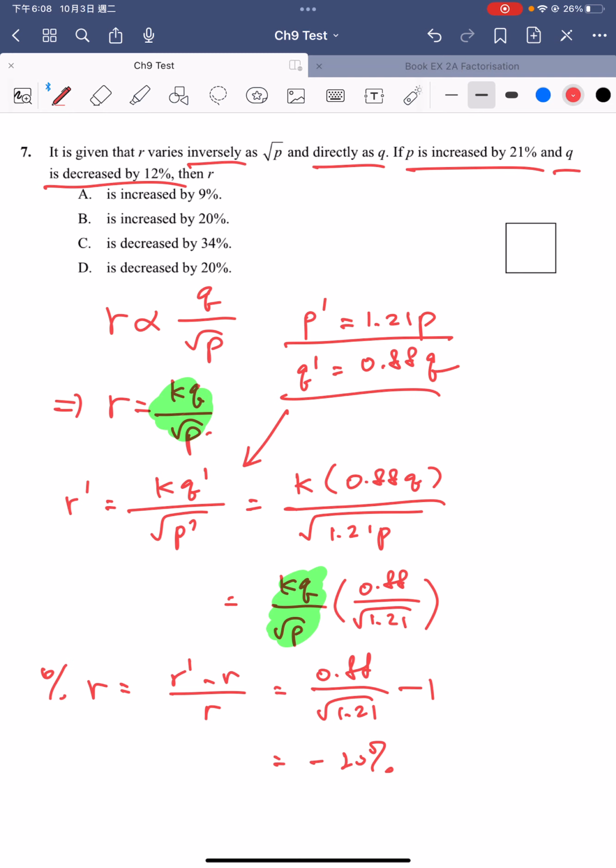So bear in mind that if this is negative, it means it's a decrease. Okay, so this is a decrease. So the answer is either B or D, but as we want a decrease, the answer should be D.